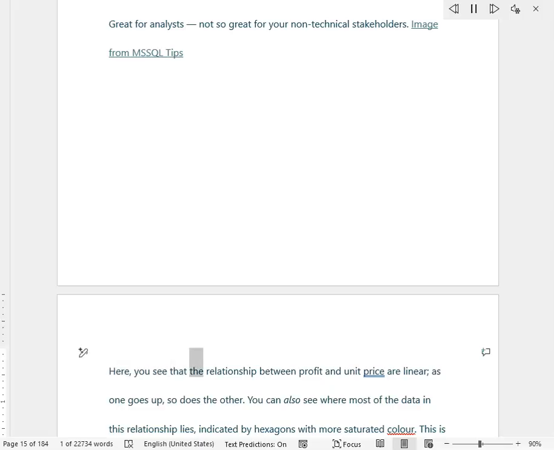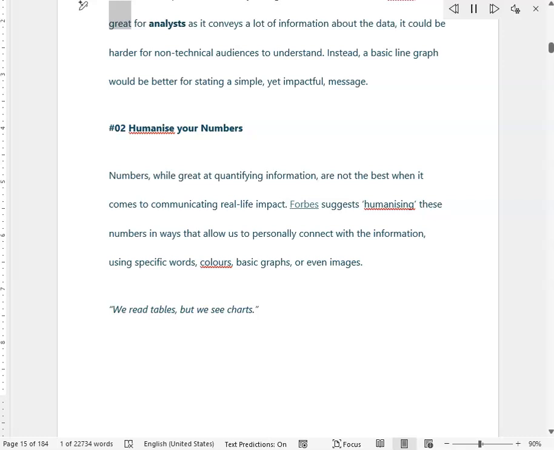Here, you see that the relationship between profit and unit price are linear. As one goes up, so does the other. You can also see where most of the data in this relationship lies, indicated by hexagons with more saturated color. This is great for analysts as it conveys a lot of information about the data. It could be harder for non-technical audiences to understand. Instead, a basic line graph would be better for stating a simple, yet impactful message.